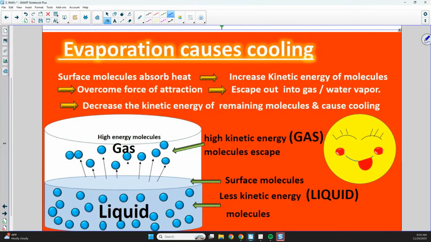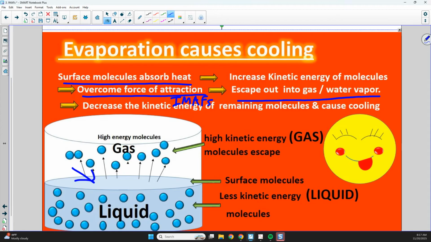So surface molecules absorb heat. These are the surface molecules down here. And that increases the kinetic energy. They move up, they move faster, like we saw recently with the animation that we looked at in class. And eventually, they're moving so fast that it can overcome the force of attraction, which is, again, IMAFs, those forces between molecules. And eventually, they're going to escape out into gas or water vapor form.